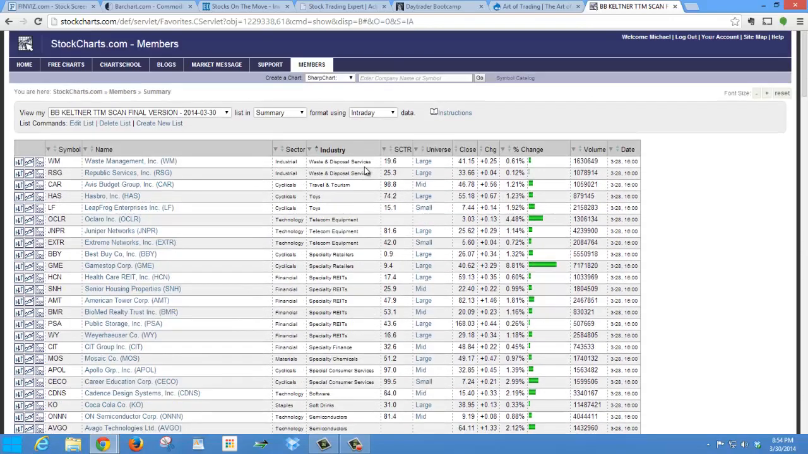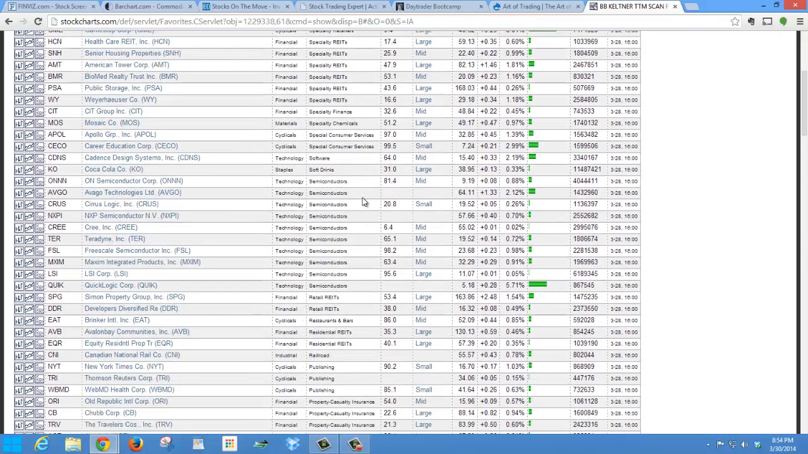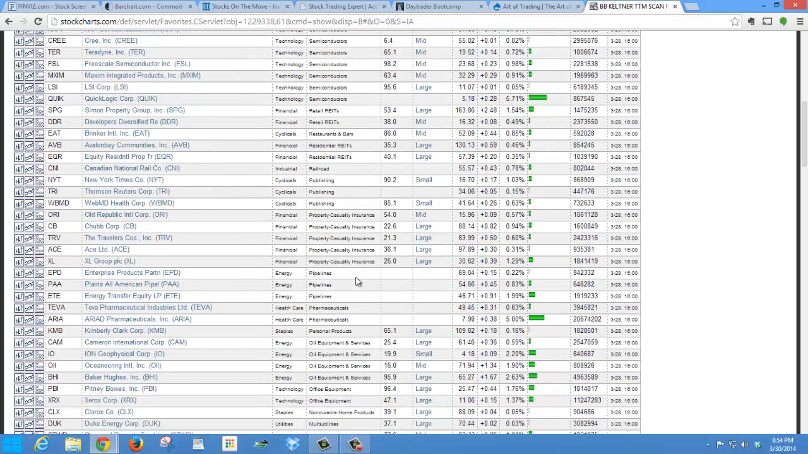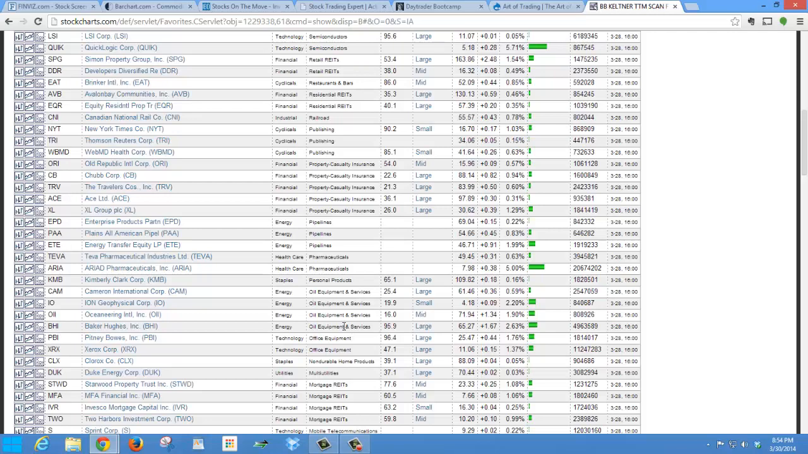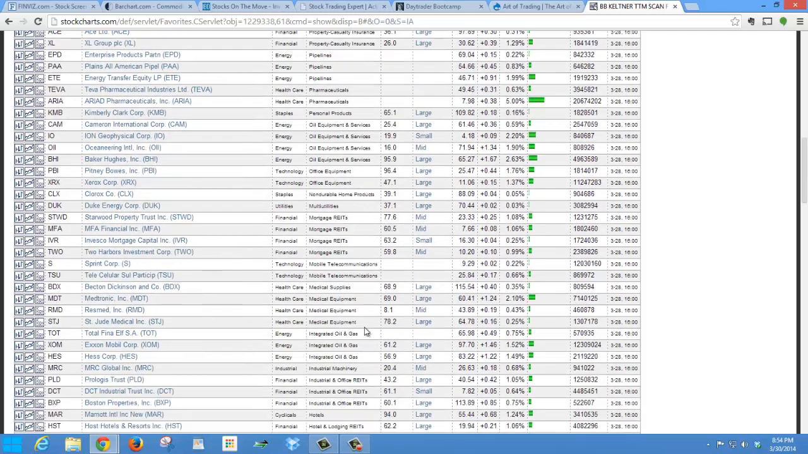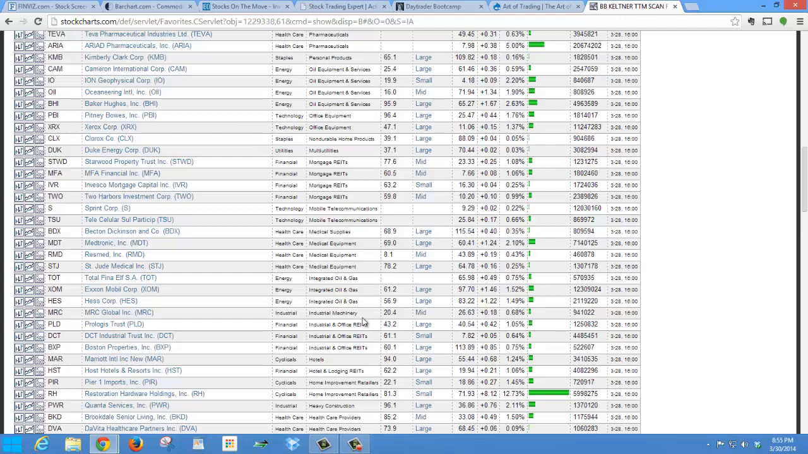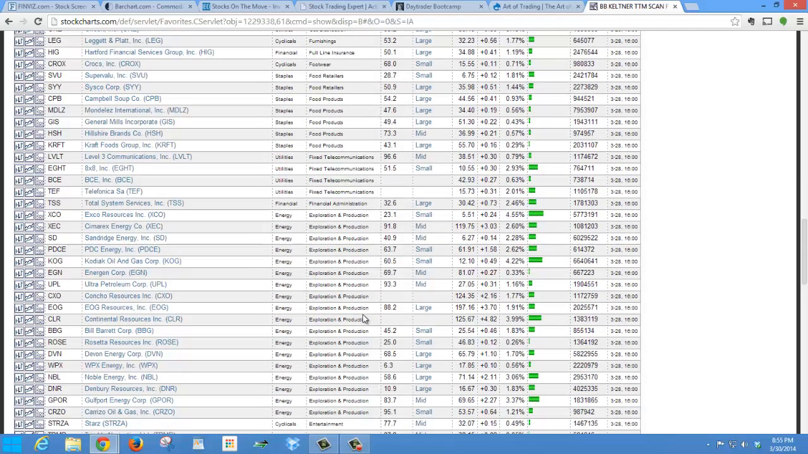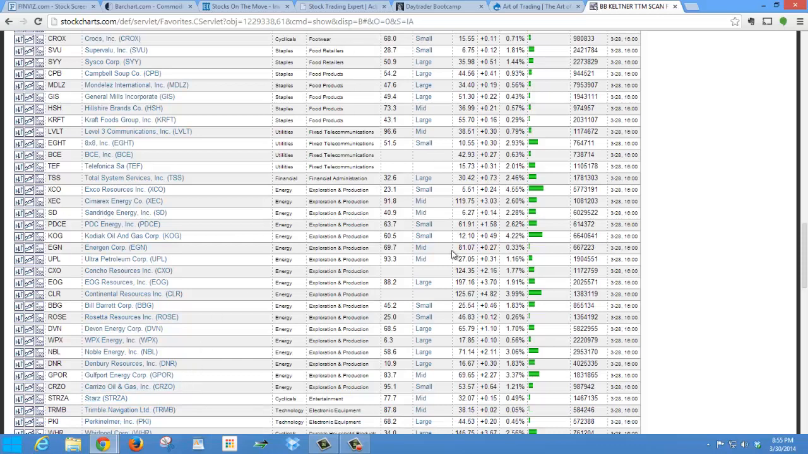So if we start scrolling down here, we'll see some semiconductors showing up, and some other sectors, but we'll see oil equipment and services, 5 there. We'll scroll on down: integrated oil and gas, and then a huge section of exploration and production for energy. Pretty much if you see this big a number on the scan, that's exactly where we want to start looking.